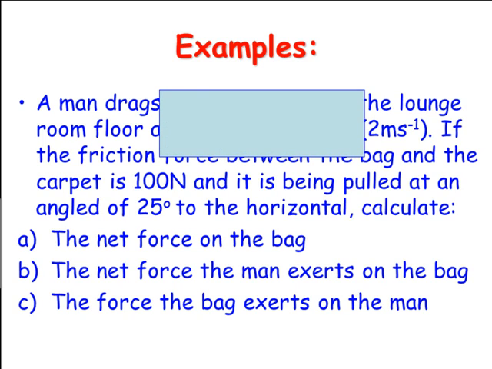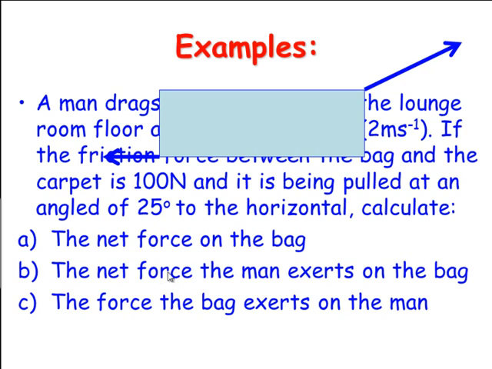So, given the question, I'm going to represent some things with a diagram. Here's my bag. We've got a frictional force of 100 and we've got the force of the man at the angle of 25 degrees to the horizontal. So firstly, net force on the bag, it's constant velocity, so there is a zero net force. That's a 1 mark question. Anytime you see a calculation question that's 1 mark, usually it's a straightforward, simple application of some theory. So that's just F net is zero because it's constant velocity.